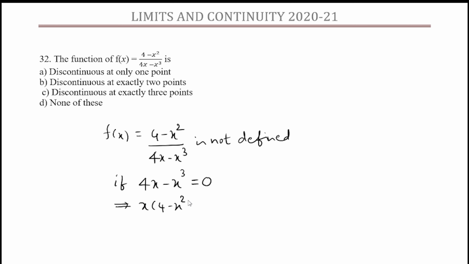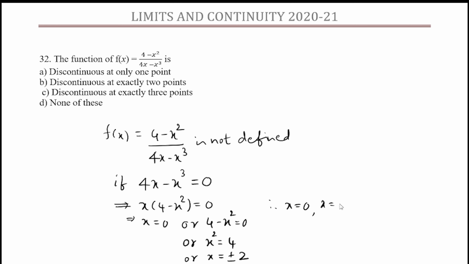4 minus x square is equal to 0, which implies either x is equal to 0 or 4 minus x square is equal to 0, or x square is equal to 4, or x is equal to plus or minus 2. Therefore, x is equal to 0, x is equal to 2 and x is equal to minus 2. Now put x is 0, substitute: 4 into 0, 0 minus 0, 0. Denominator part is 0, it is not defined.